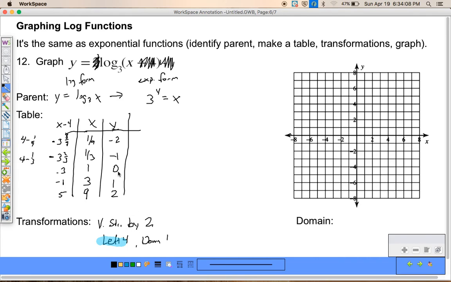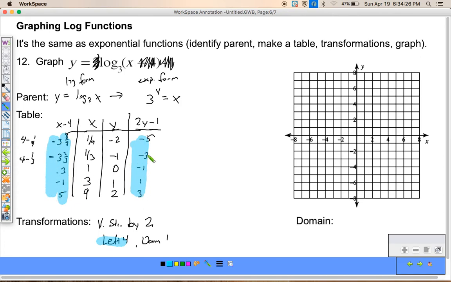For the y's, we need a vertical stretch by 2, so we are going to double the y's, and then we are moving down 1, so we subtract 1. So we double it, subtract 1, double it, subtract 1, and these should be the 5 y's that we get. We graph these outside numbers now, and that should give us our log graph. So -3 8/9. Right before -4, we're going down to -5.